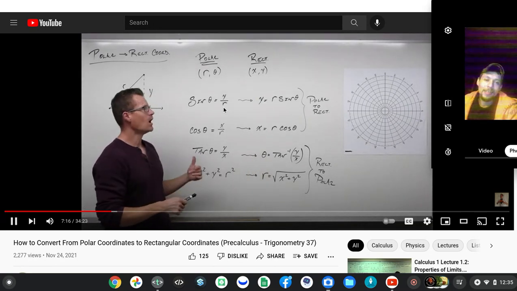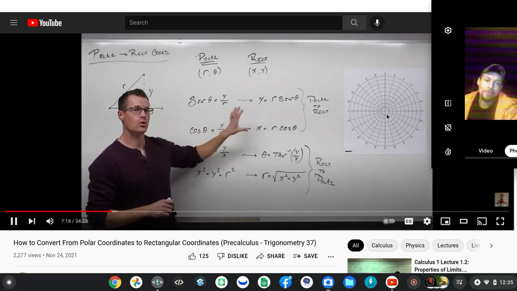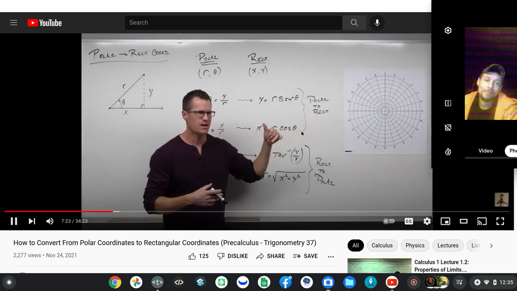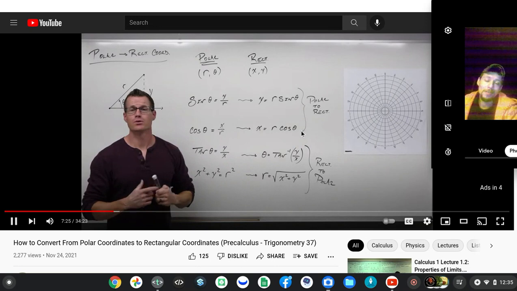Right now, I want to focus on how we change from polar to rectangular. We'll still identify quadrants, just to make sure we're in the right place. And then we'll do that pretty quickly.